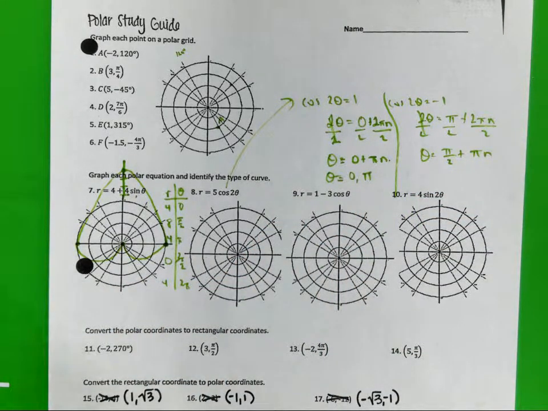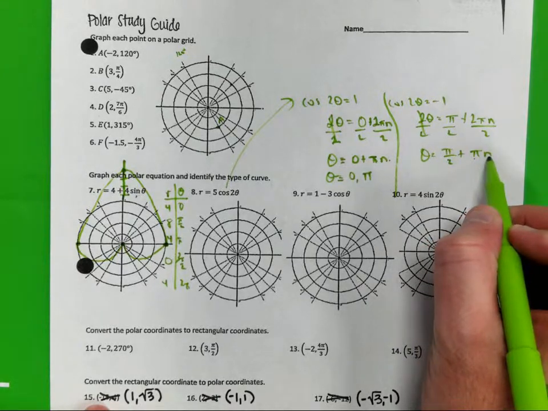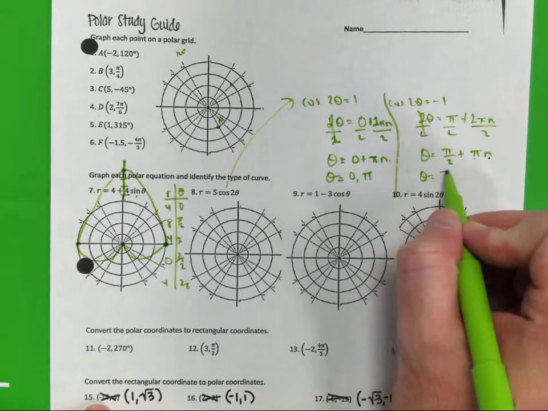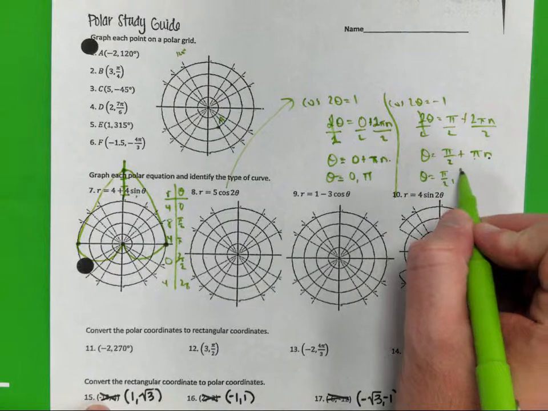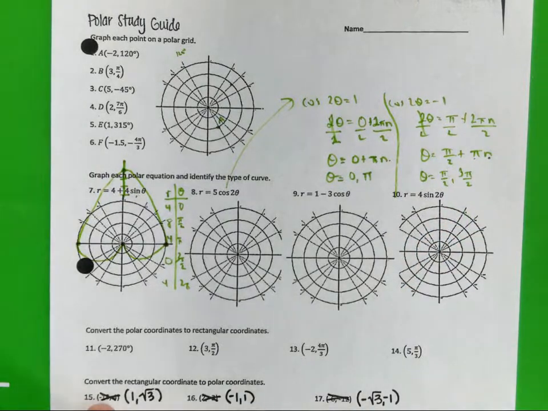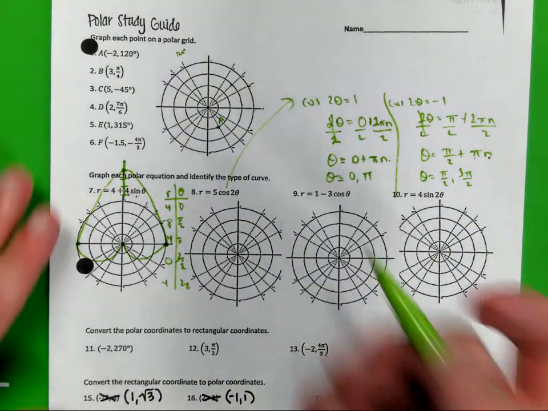Now, I'm over here, plug 0 in. Pi times 0 is 0. Plus pi over 2 is pi over 2. Plug 1 in, that's going to be 3 pi over 2. So there's my 4 pedals. I'm going to go out to what ring?